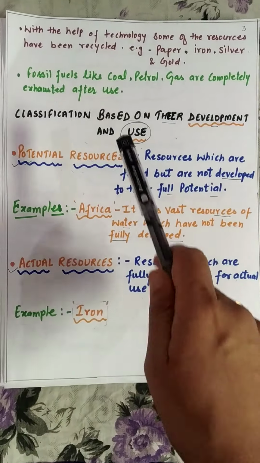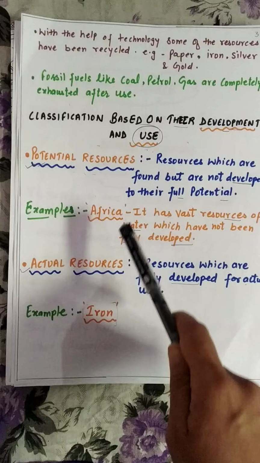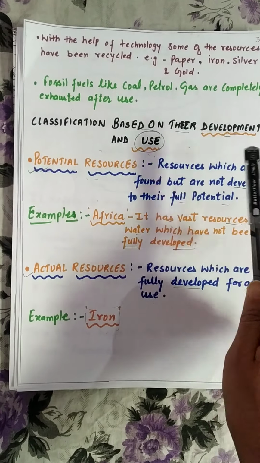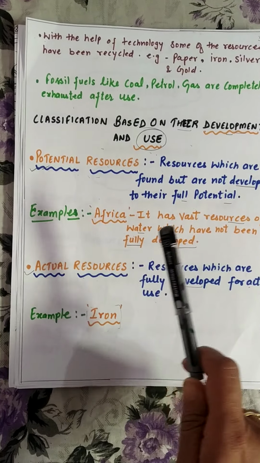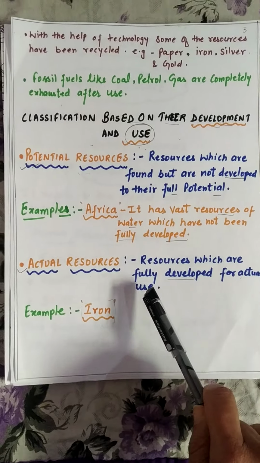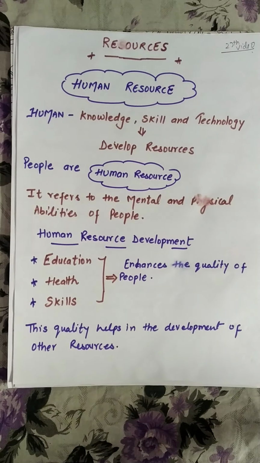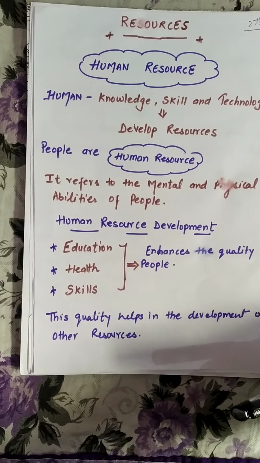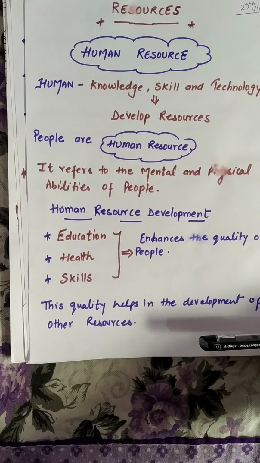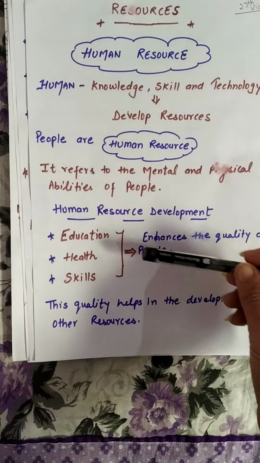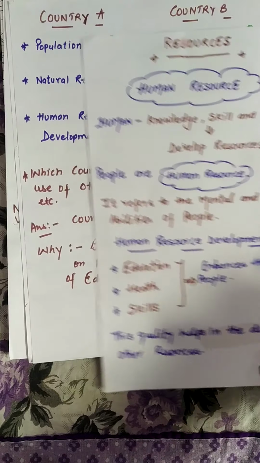And after that, we have done on the basis of development, potential resources and actual resources. Potential means the resources which are found but are not fully developed, and actual means the resources which are fully developed for actual use. So on the basis of these things, we have done. After that, a special video was there on resources. What are human resources? People are human resource, and how we can develop them into a good resource, how their quality helps us.